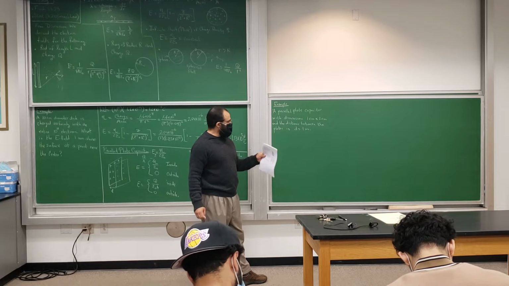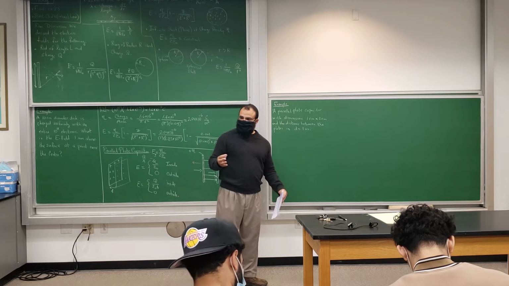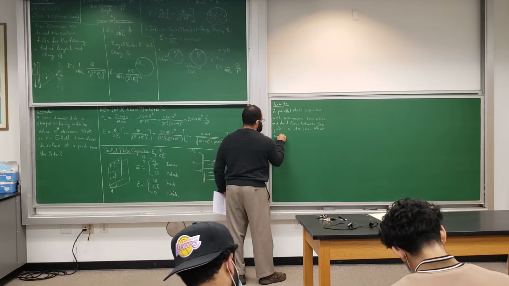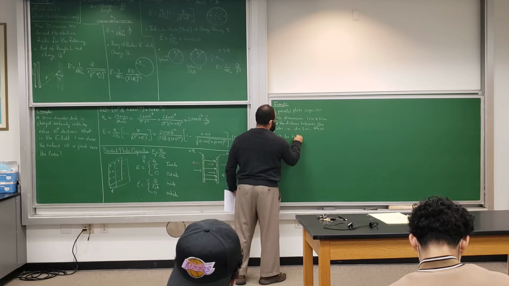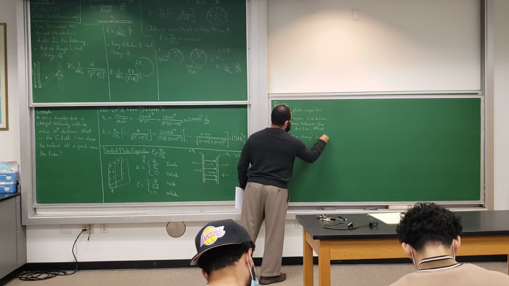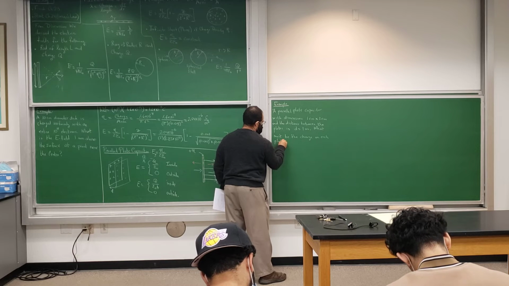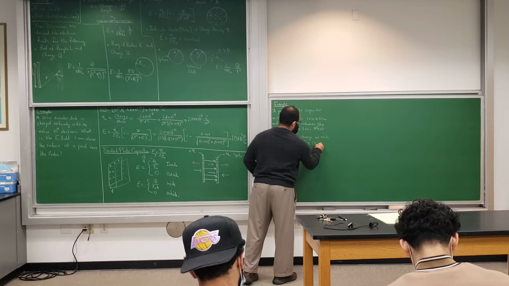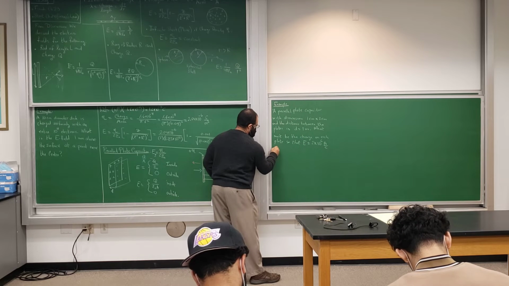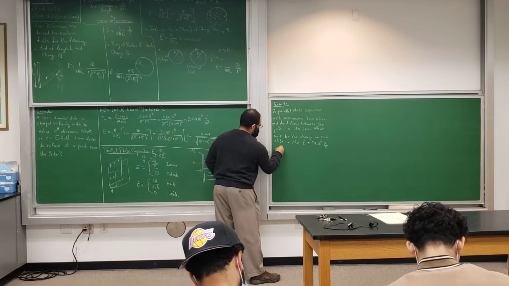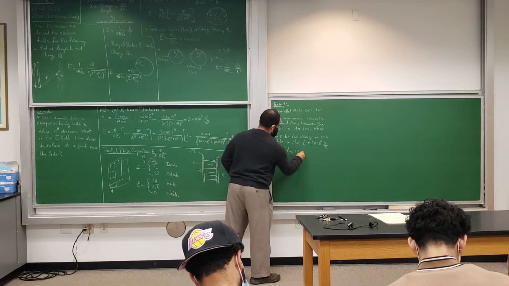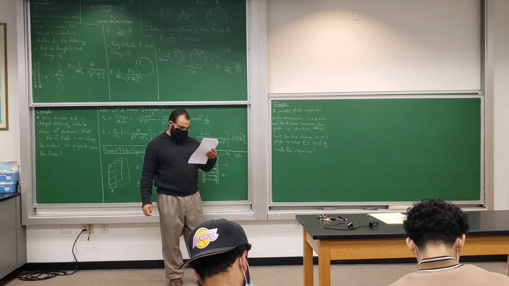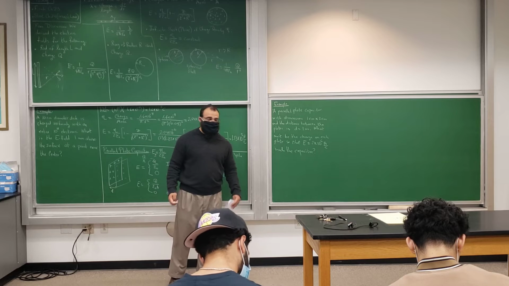Now it asks, what must be the charge on each plate so that the electric field will equal 2 times 10 to the 6 newtons per coulomb between the plates, inside the capacitor? So what must the charge be to produce such an electric field?